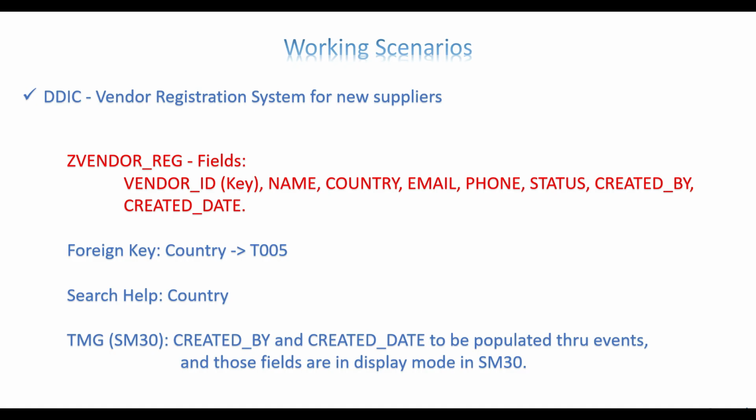And I need a TMG for this table, the table maintenance generator. There are some restrictions on it. The created by and created date fields are to be in display mode in your SM30, because they need to be populated automatically through TMG events. If you require, you can have changed date and changed by, so those can also be auto populated whenever a change happens to an existing record. So these are the main criteria. I need a table, a foreign key relationship, some domains, data elements, and then an SM30 with TMG events.